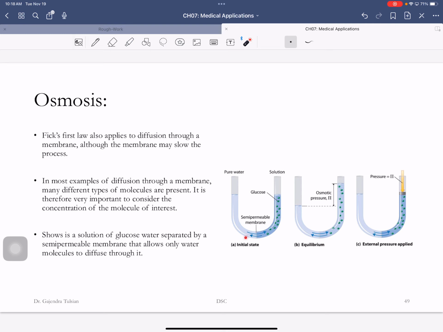So there is water on this side as well as on this side. But there are more water molecules on this side per liter than here because there's sugar here. So on average, water will move from here to there. How long will it move? Eventually, you'll have equilibrium. Enough water has moved that this level has risen by that much. Now, this excess pressure is preventing more water molecules from going across, and this is called the osmotic pressure.